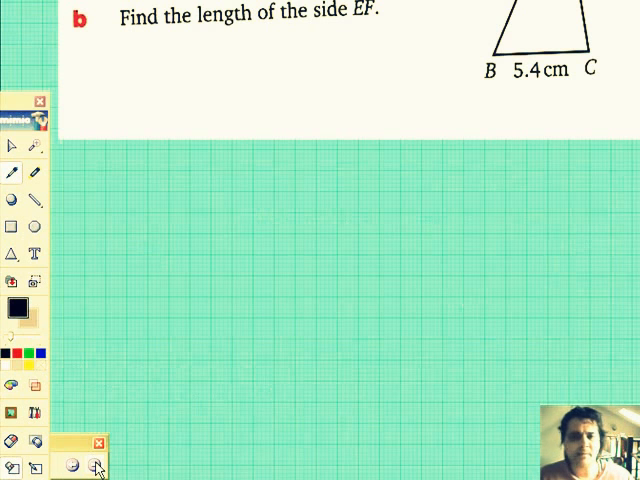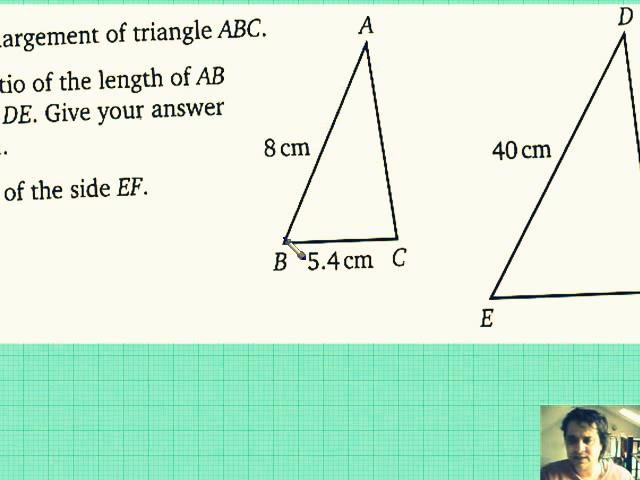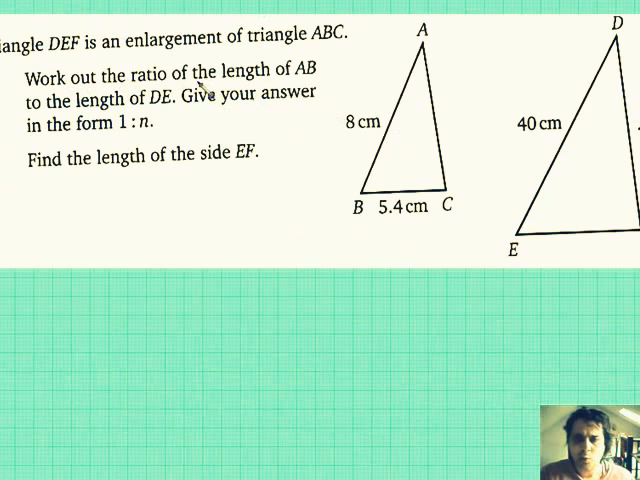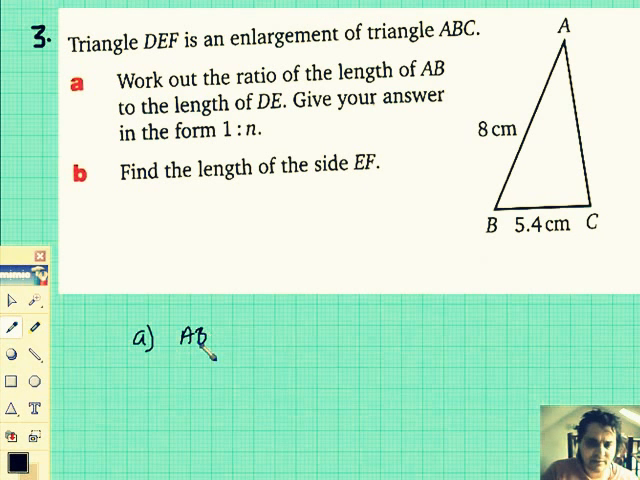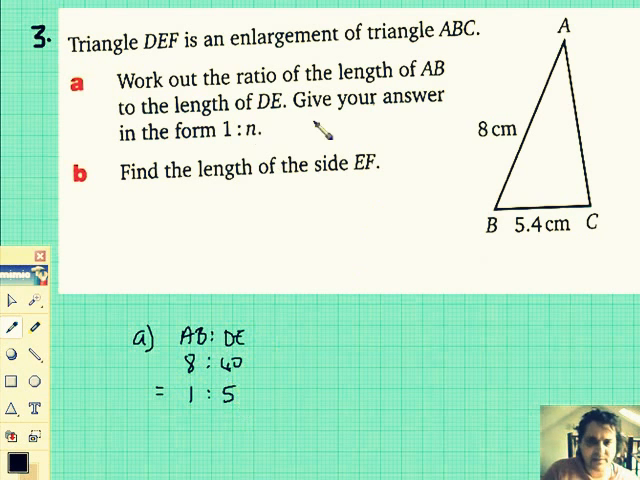It says triangle DEF is an enlargement of this little one ABC, so that's the big one there. Work out the ratio of the length of AB to the length of DE. Right, so let's just do that now. The ratio of AB, so let's just write it fully. AB to DE is going to be 8 to 40. Simplify it down. 8 goes into 8 once, 8 goes into 40 5 times. Oh, and give your answer in the form of 1 to n. Well, there's the 1 and there's the n, and the n is obviously 5, so I've done that.